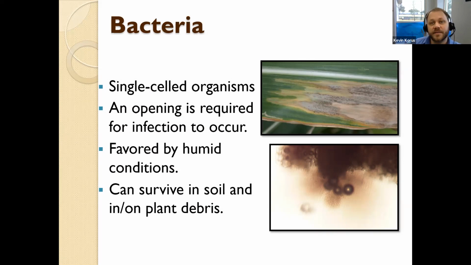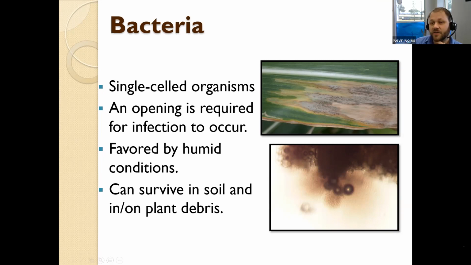So stomates, hydathodes on the edge of leaves, wounds. They can take advantage of wounds. And they can also be vectored by insects from plant to plant. They typically survive in infected plant debris, but they can also survive in the soil as well.